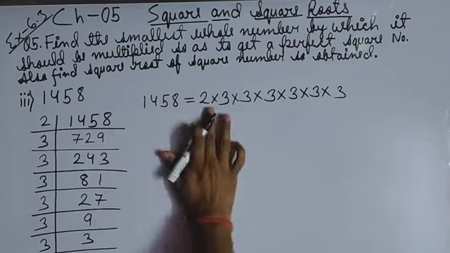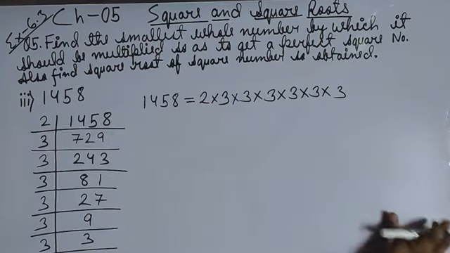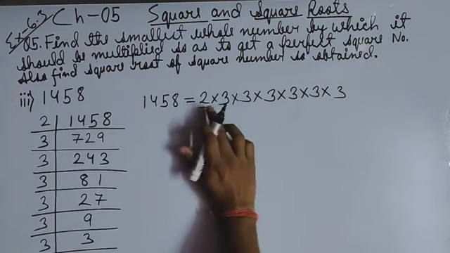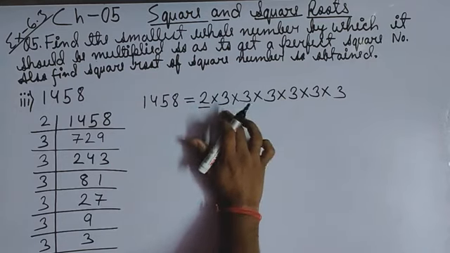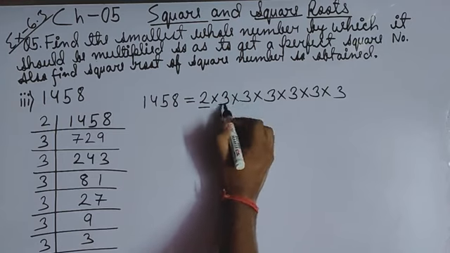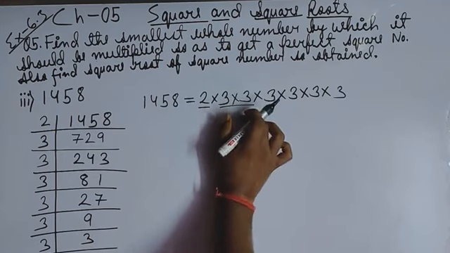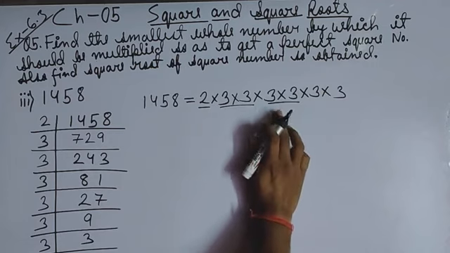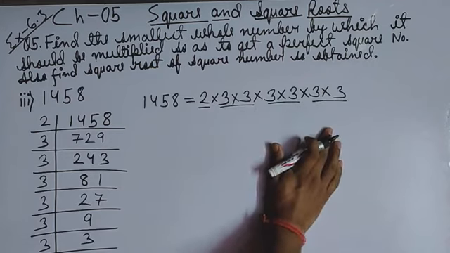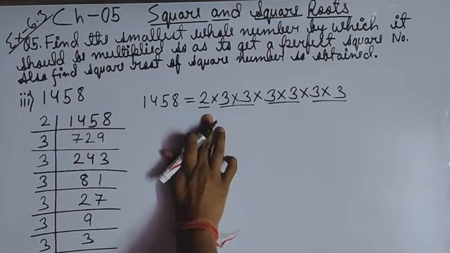Now we will see what all numbers are forming pairs. If you see 2 is not forming any pair, only single 2 is there. We will check whether 3 is also there or not. So they are forming pair or not. So 1 3 is forming pair. Again one more 3 is forming pair. Again, one more 3 is forming pair. So number which is not forming pair is your 2.